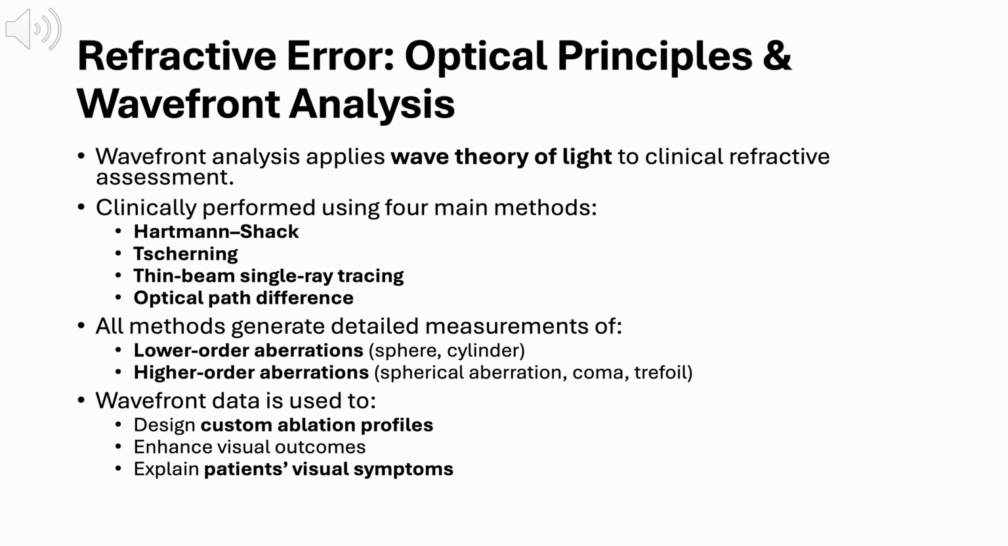All of these methods generate detailed measurements of refractive error, capturing both lower-order aberrations, such as sphere and cylinder, and higher-order aberrations, including spherical aberration, coma, and trefoil. This information is then used to design custom ablation profiles, improve visual outcomes, and help explain visual symptoms that may not be accounted for by standard refraction alone.